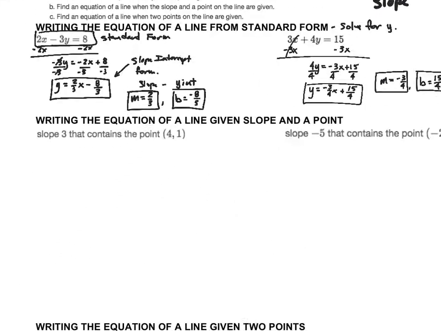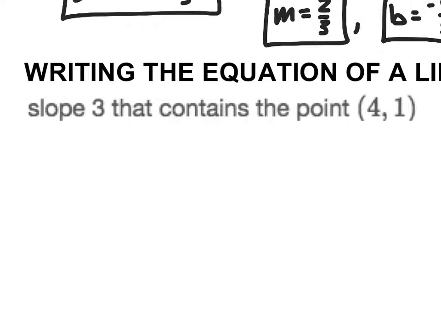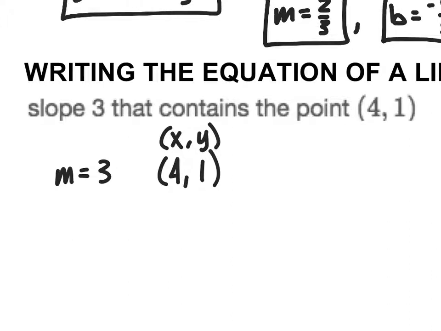Okay, so now I want to write the equation of a line given a slope and a point. Okay, so here what I'm given is a slope of 3 that contains the point 4, 1. So my slope m is equal to 3, and I have the point 4, 1. Now, anytime I have a point like this, I have an x value and a y value. So I have x is equal to 4, and y is equal to 1.